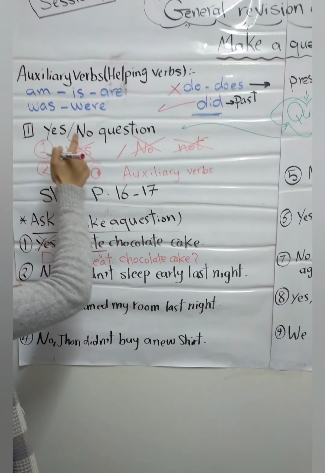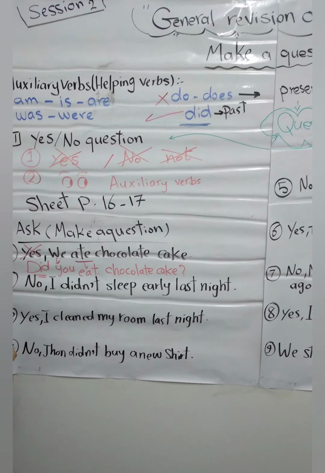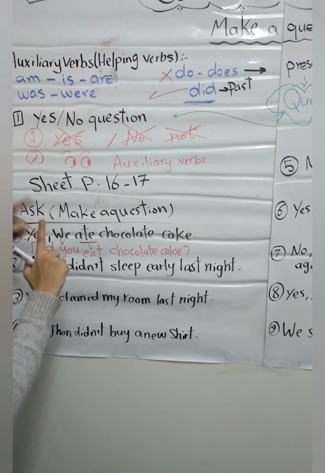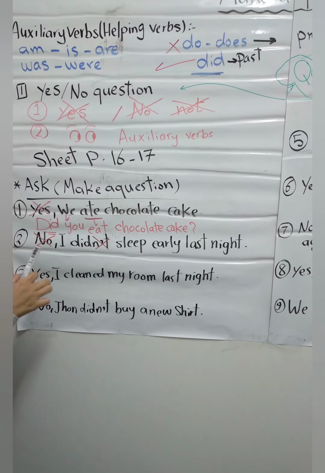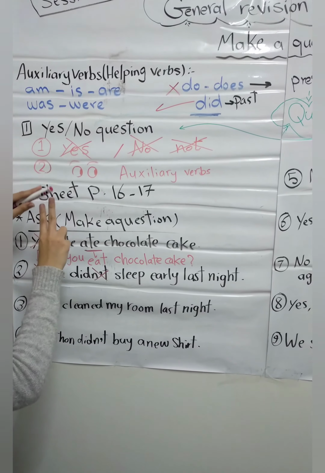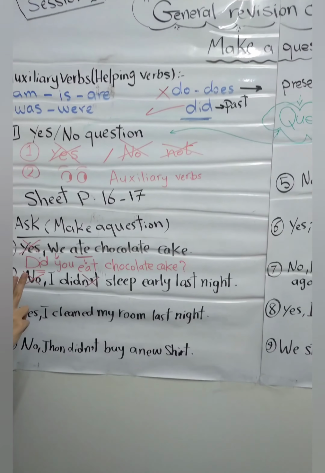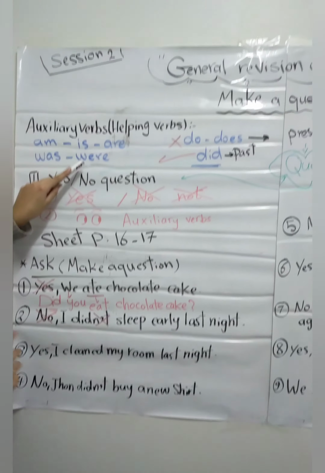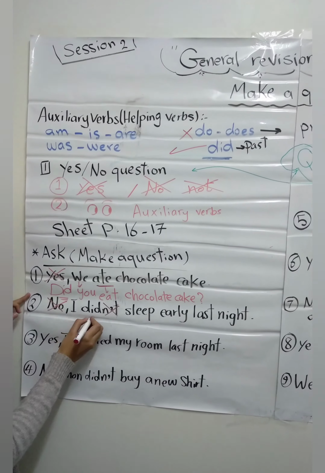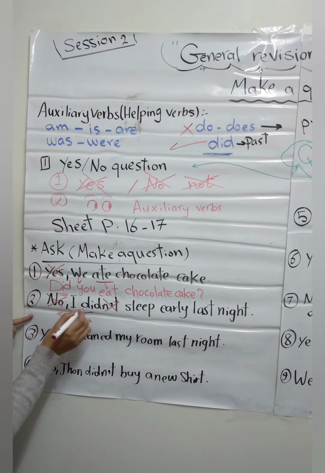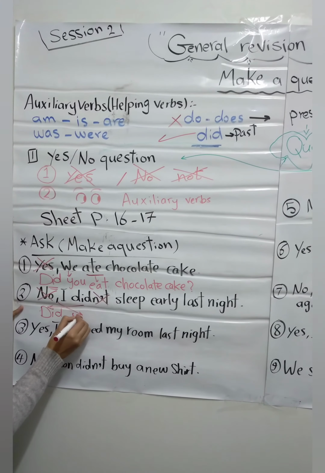Number 2, no, I didn't sleep early last night. Is it a yes or no question or a WH question? Yes, it's a yes or no question. So we have to follow 2 steps. Step number 1, cancel no and its friend not. Step number 2, search for auxiliary verbs. Here we have is, was, were, no. We have do, does, did. Yes, we have did. So make a cross between did and I. Did I in the sentence becomes you in the question.